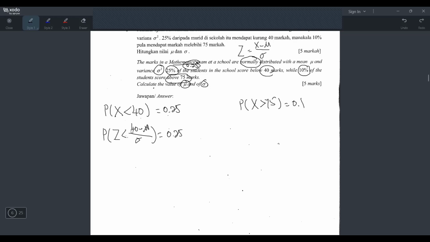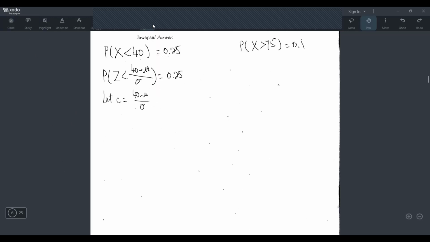And now, since we can't work inside here, I will let C equal whatever is inside here. 40 minus mean over standard deviation. This is how I always teach my students. When you can't work inside, you just let C equal. And once you let C equal, now you have your new equation: P(Z < C) equals 0.25. But now, you cannot go to the Z value table yet.